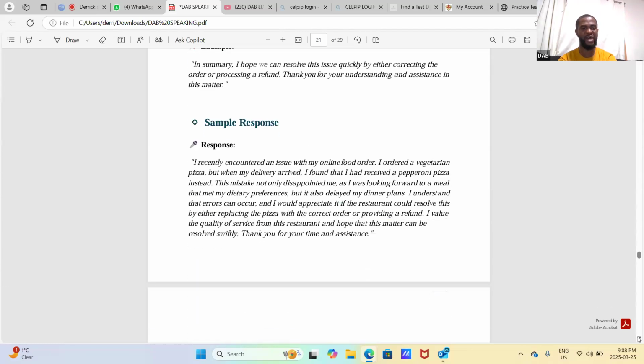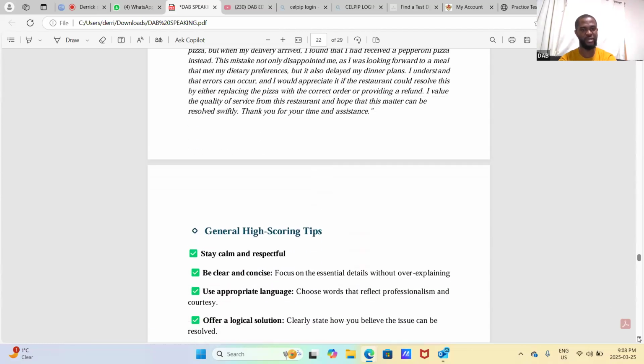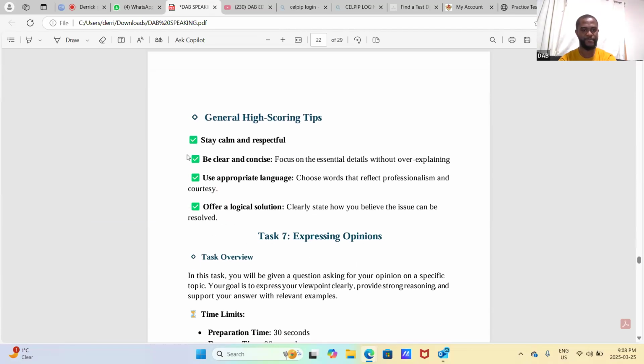Okay, so you have a sample response as we've talked about. So the general advice is that you stay calm and respectful, and be clear and concise. That is, focus on essential details without over explaining. Use appropriate language. That is, you choose words that reflect professionalism and courtesy. Offer a logical solution. That is, clearly state how you believe the issue can be resolved.